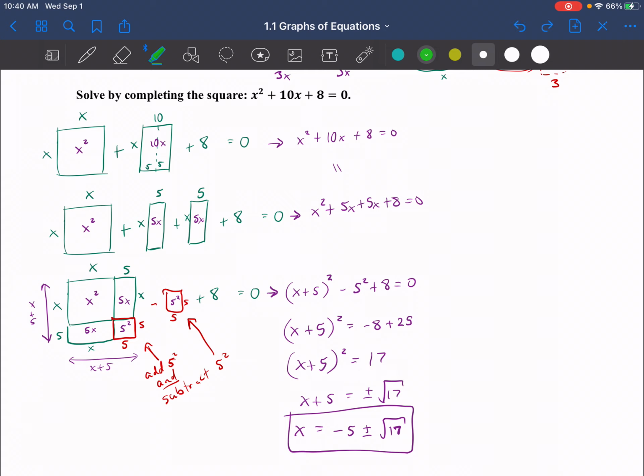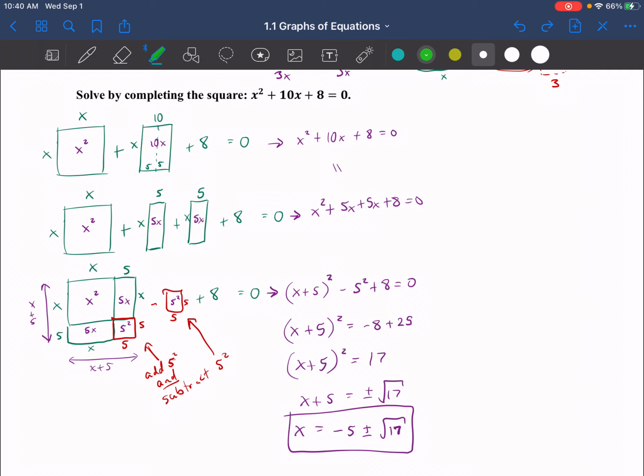And then you can take the square root of both sides. So you get x plus 5 equals plus or minus the square root of 17. Don't forget your plus or minus when you're square rooting like that. And then you can subtract the 5 over, and you get x can be either negative 5 plus the square root of 17 or negative 5 minus the square root of 17. Okay, so there's an example for how to do it.